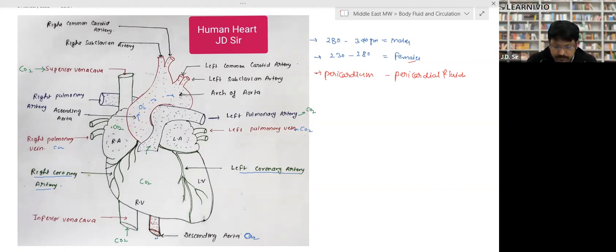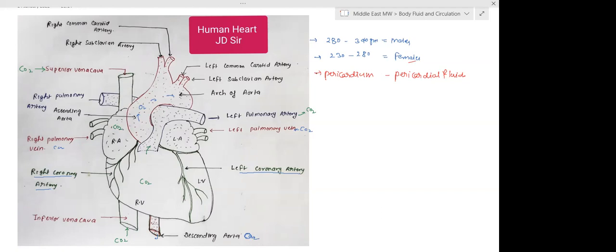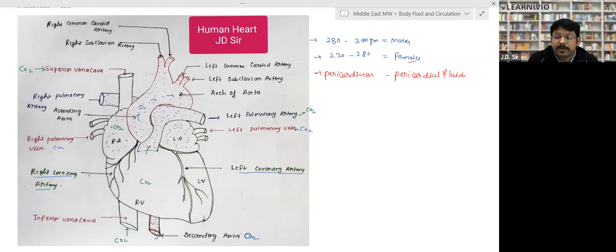Next. Sir, it allows free movement? Next point. The left atrium, it's a very important point, please underline the point. Left atrium is smaller than right atrium. Full stop.